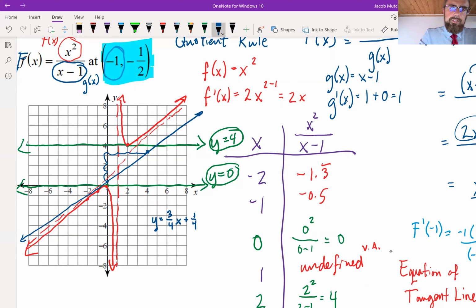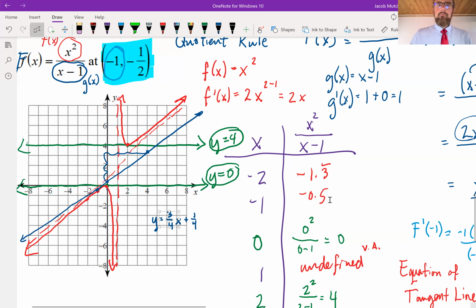And I can see here on my graph, it definitely is intersecting at that point (-1, -0.5). And that really confirms, hey, that looks like a decent tangent line. It's intersecting that left-hand branch of the rational function at 1 point exactly.